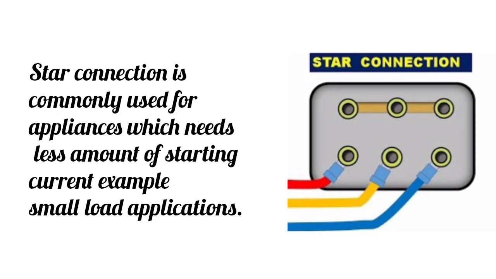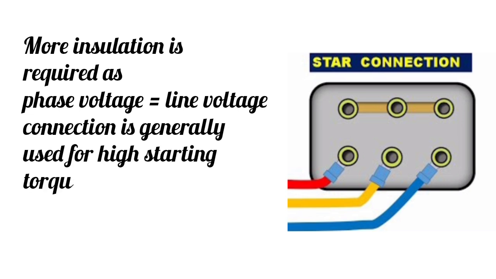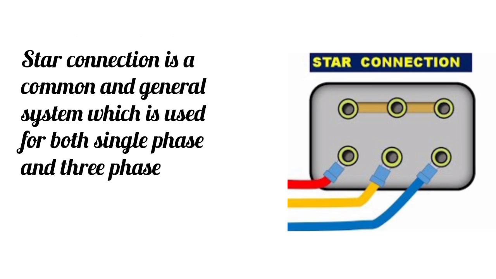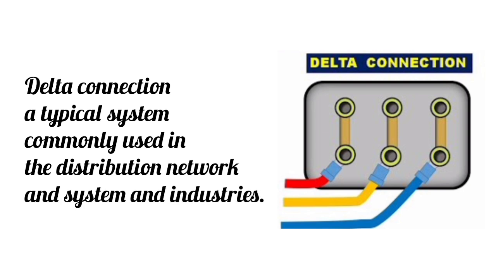Star connection is commonly used for appliances which need a small amount of starting current, for example small load applications. Delta connection is generally used for high starting torque applications, for example large electric motors in industry. Star connection is a common and general system which is used for both single-phase and three-phase power transmission and distribution. Delta connection is a typical system commonly used in distribution networks and industries.